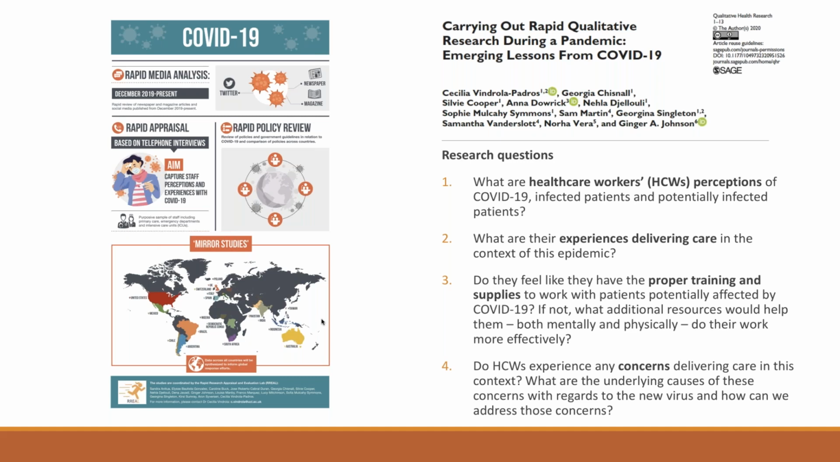But in the UK, what we did is we combined these three methods that you see here. We combined a rapid media analysis, a rapid policy review, and then telephone interviews with healthcare workers, particularly frontline staff, so this kind of first point of contact with patients.